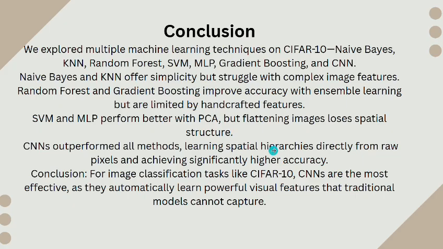We tested several machine learning methods on CIFAR, from NaiveBayes and KNN to RandomForest, SVM, and gradient boosting. While traditional methods offer decent performance, they rely heavily on manual feature extraction and struggle with complex visual patterns. In contrast, CNNs automatically learn spatial features from images and achieve the highest accuracy overall. So for image classification tasks like CIFAR, CNNs clearly stand out as the most effective and reliable choice.